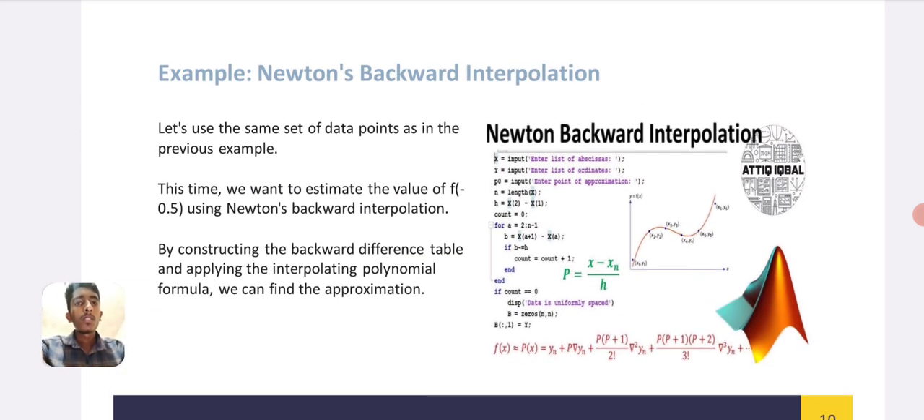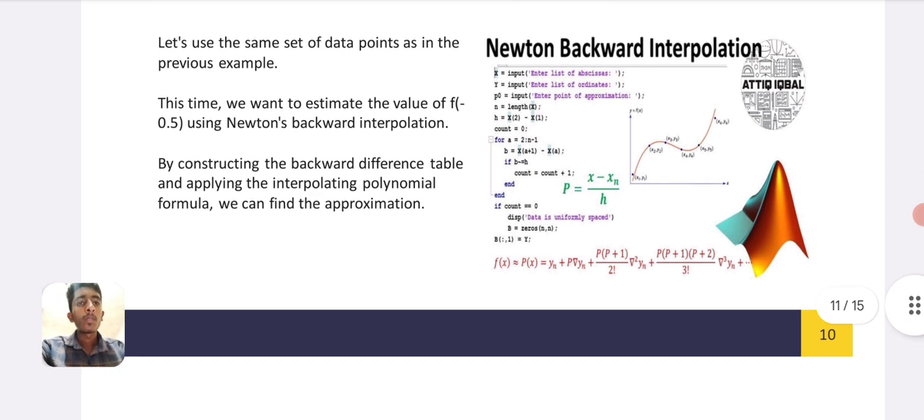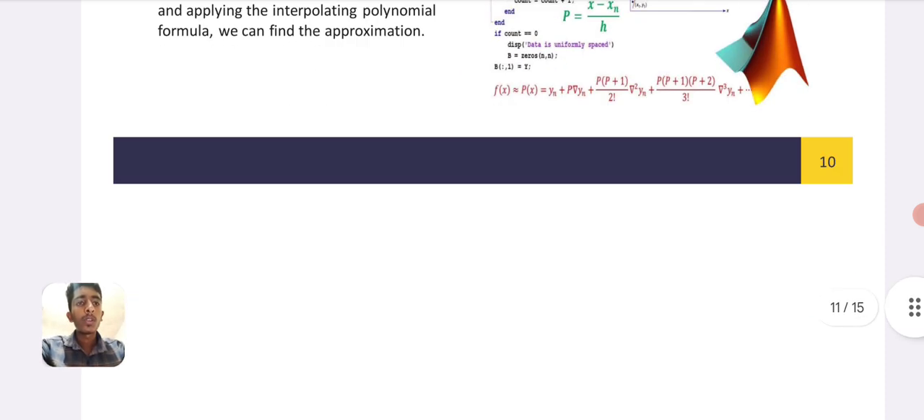Let us use the same set of data points as in the previous example. This time we want to estimate the value of f(-0.5) using backward interpolation. By constructing the backward difference table and applying the interpolating polynomial formula, we can find the approximation.